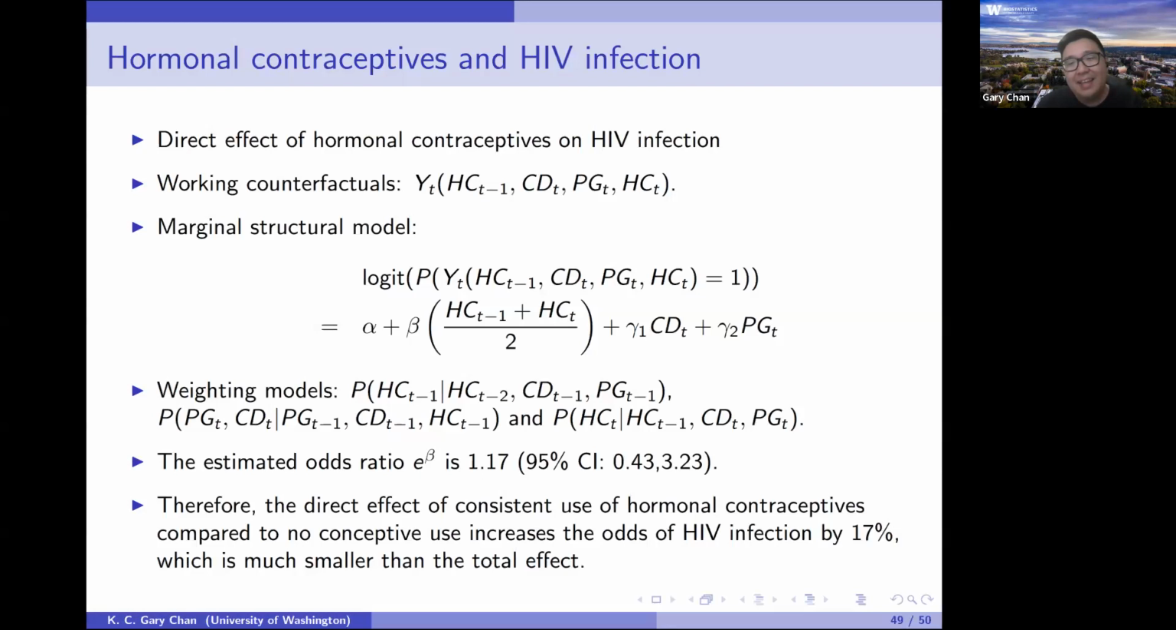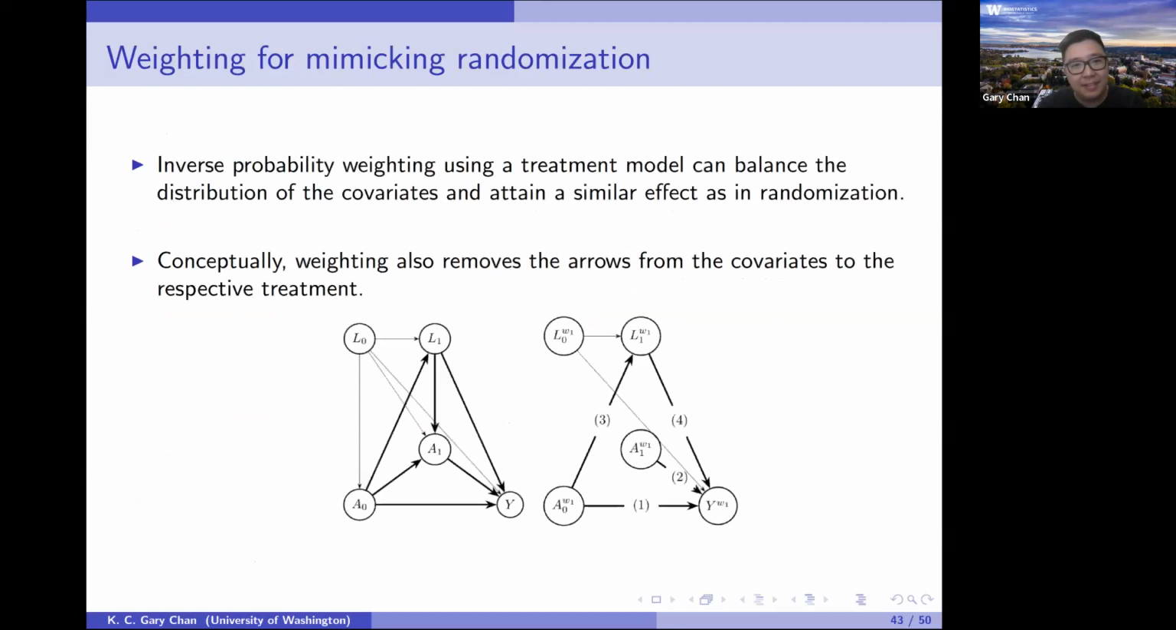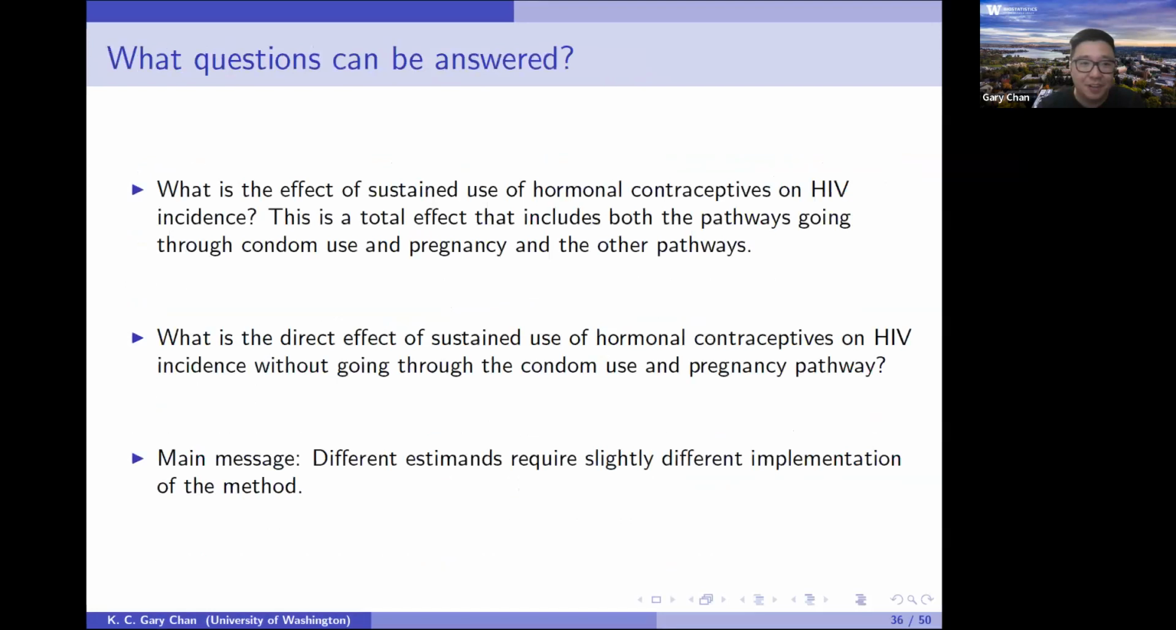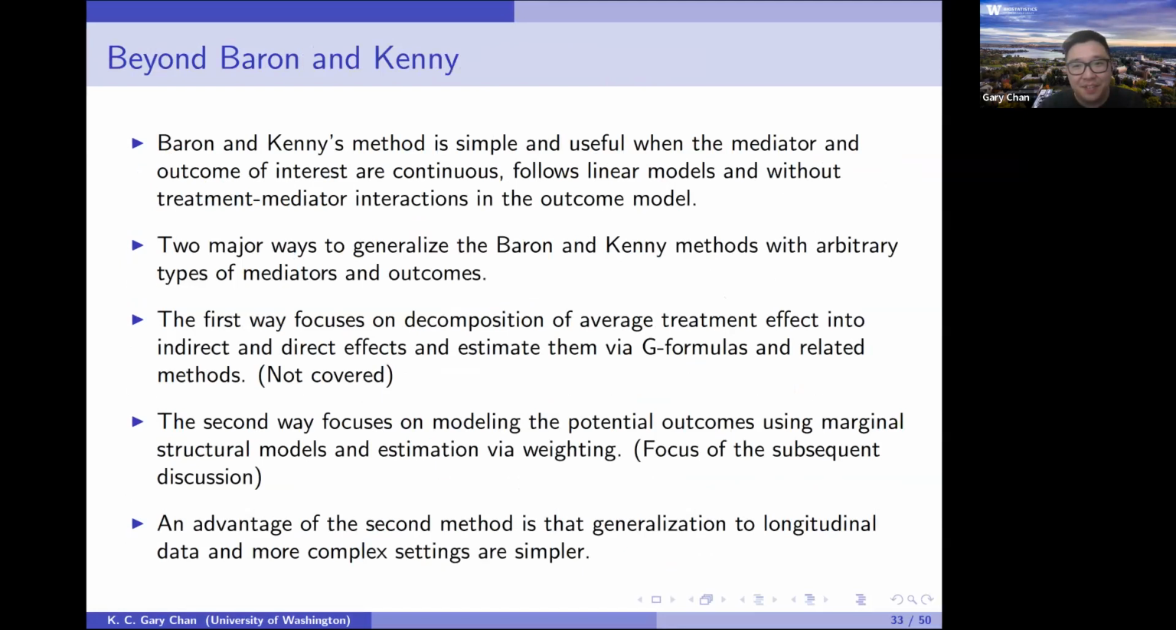Again, these G-formula types of things that I briefly mentioned most of the time require the assumption of no treatment-induced confounding. Yes, we have a recent methodology paper that talks about treatment-induced confounding. You still have to make some additional assumption, some kind of no treatment heterogeneity condition on some of the confounders. Then you can still estimate and do some decompositions.